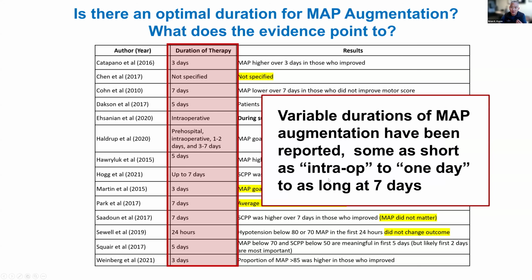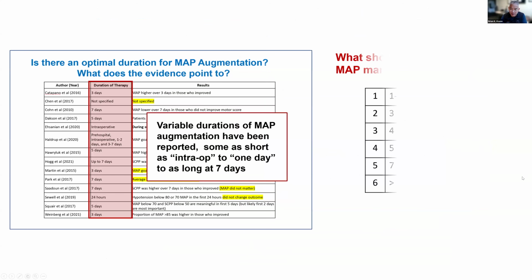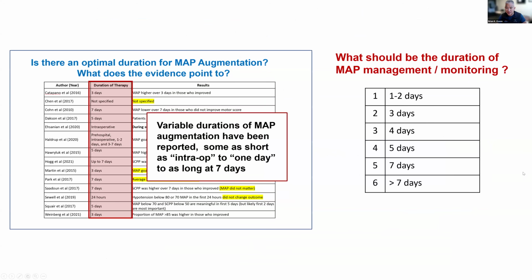So some reported as long as 7 days, but other studies were as short as even the intraoperative period. So it really represented a range. And it's interesting, I think if people think, well, there's a lot of evidence around the 7-day MAP augmentation. In fact, this is the list of papers, and the duration was really quite variable. So again, we put this question to the guidelines development group. What should the duration of MAP management be based on the available evidence?